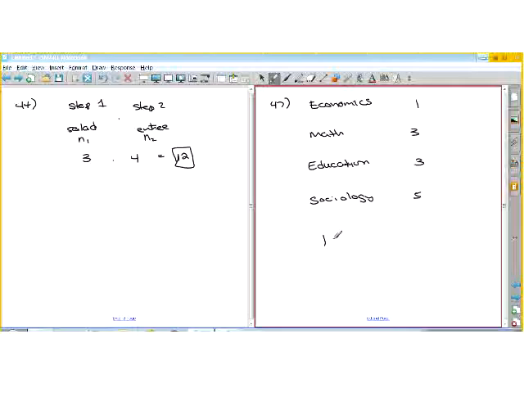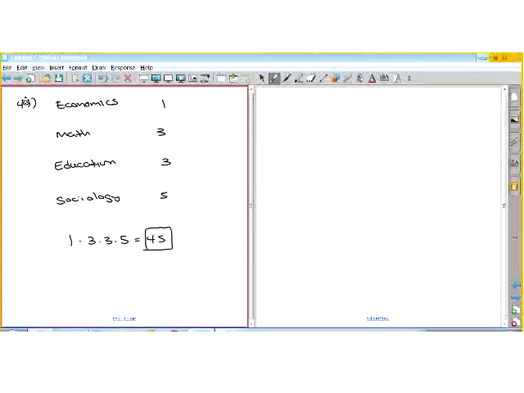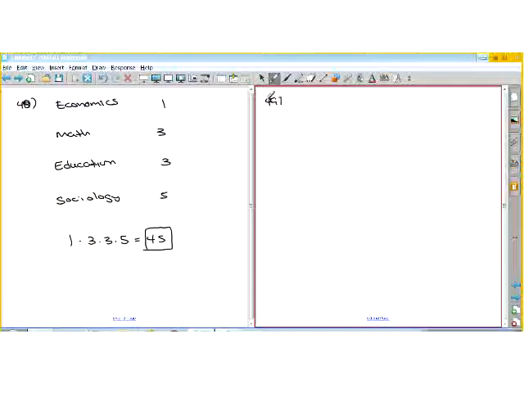So when she chooses in economics, she has 1 choice. When she chooses math, there are 3 choices. When she chooses education, there are 3. When she chooses sociology, there are 5. And you multiply those together and you get 45 different arrangements. And then we're going to move on to 40. No, that was 48, not 47.